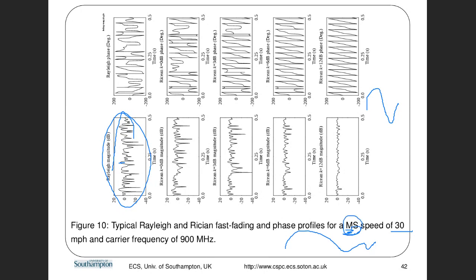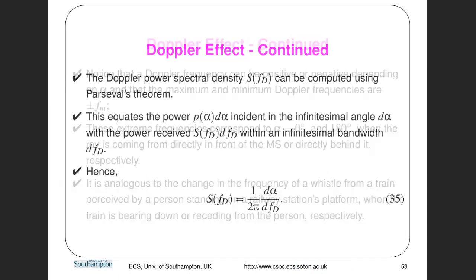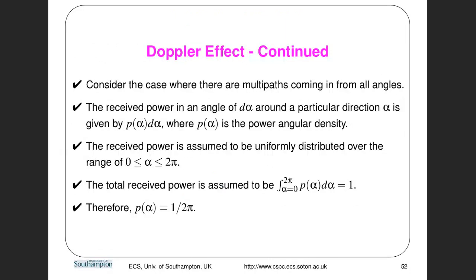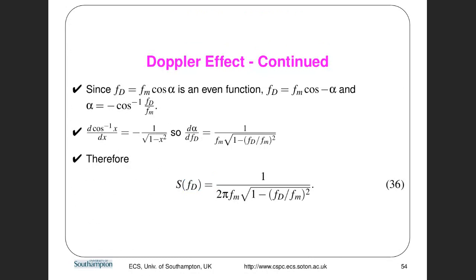If the mobile station's velocity is quicker, then the fluctuation would be more dramatic. So the velocity is linked to Doppler, it's called Doppler frequency. So the correlation is actually defined by Doppler frequency. Doppler frequency is determined by velocity here. So the higher the mobile station speed, the higher the Doppler frequency. Okay, and it would change the power spectral density.